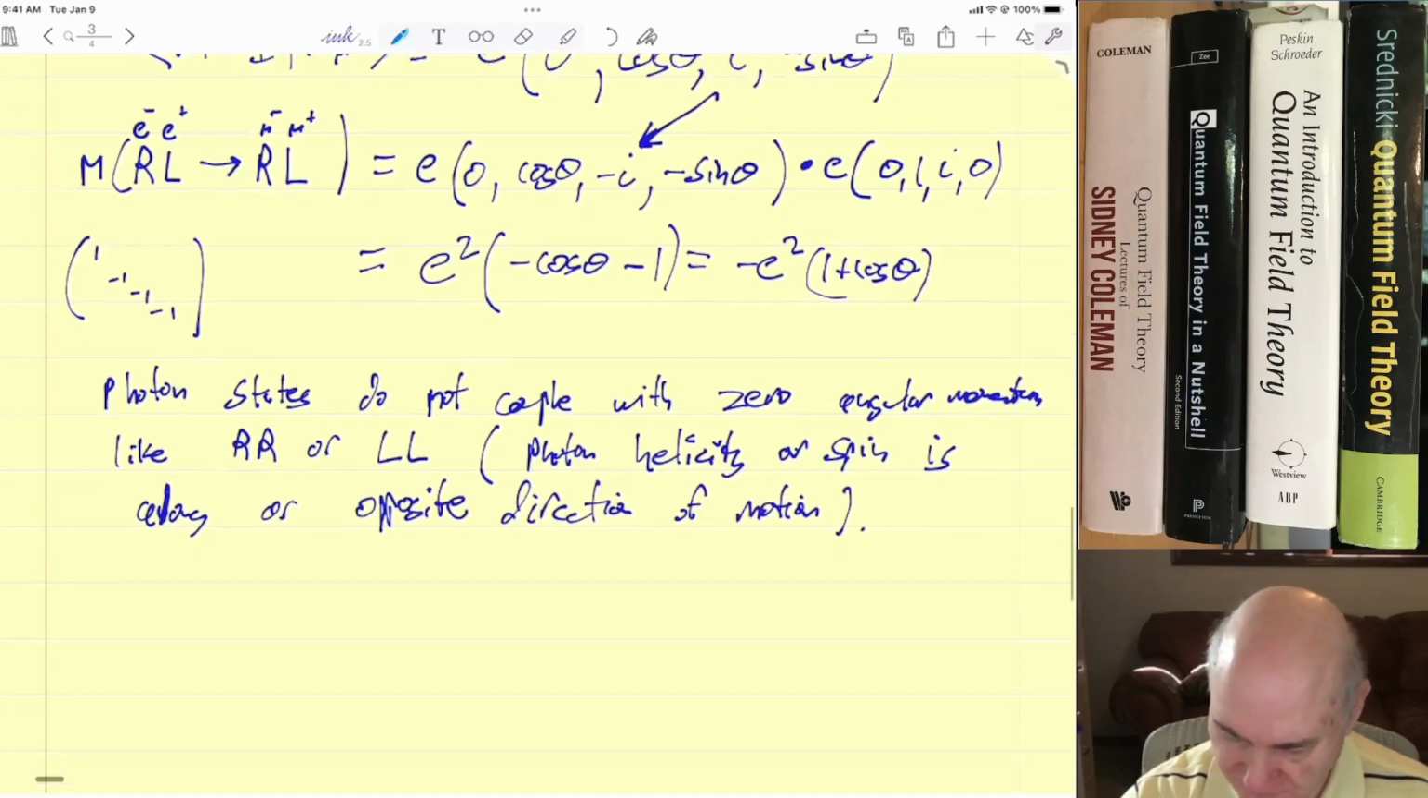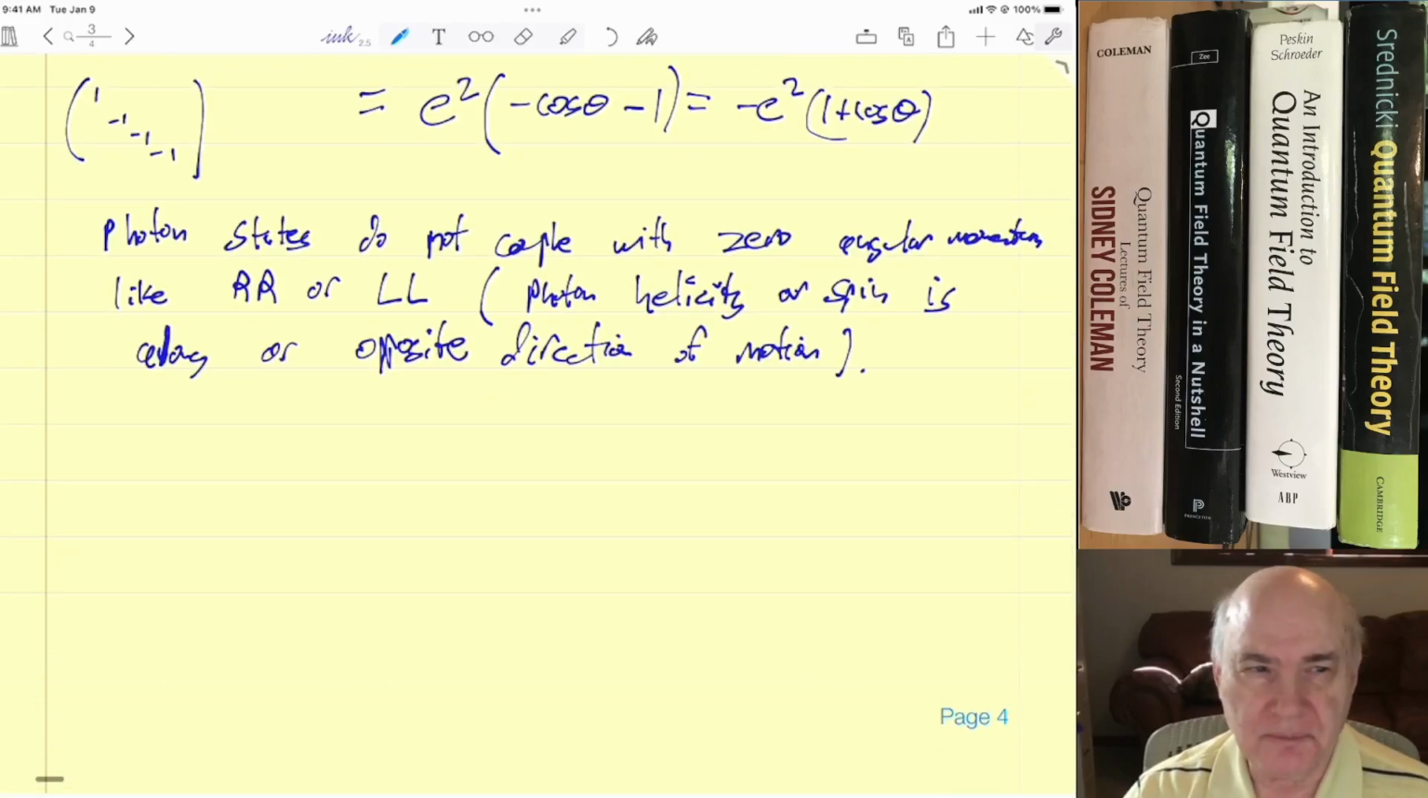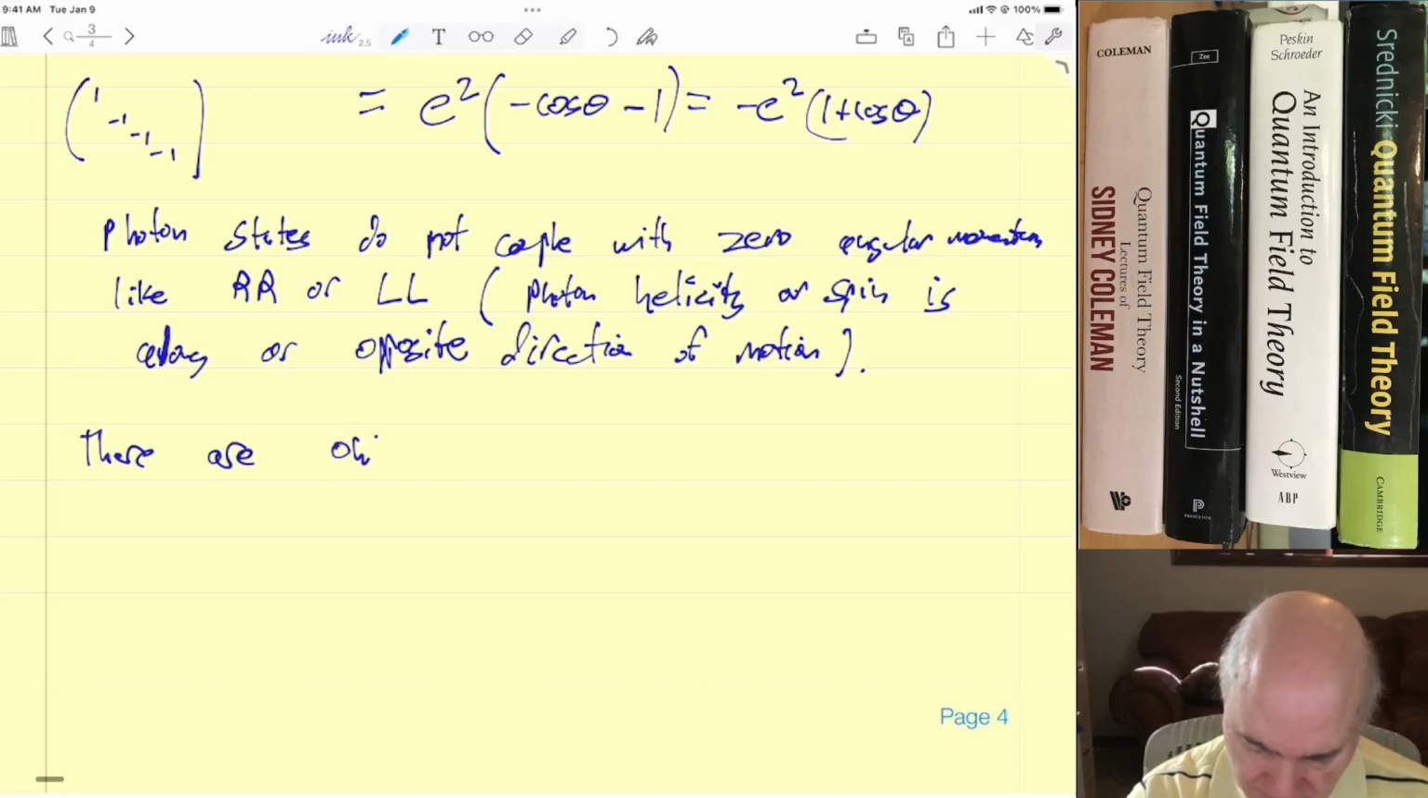Now, this is sort of a hand-waving argument, but he'll verify this later. It's hand-waving because we have virtual states, so it's not so clear that a photon has to obey our usual rules. Plus, why can't it be in a superposition? And so it's not obvious that it's not going to couple with zero angular momentum states, but it turns out that's correct. So there are only 4 non-zero amplitudes.